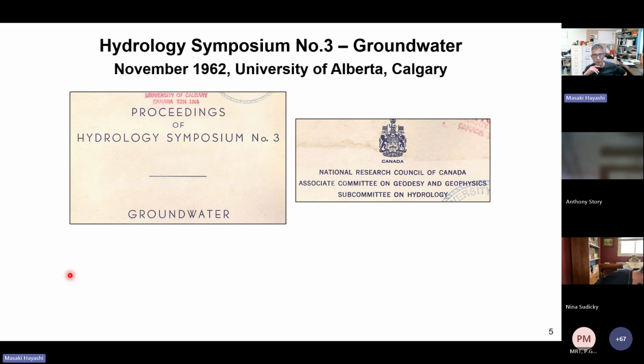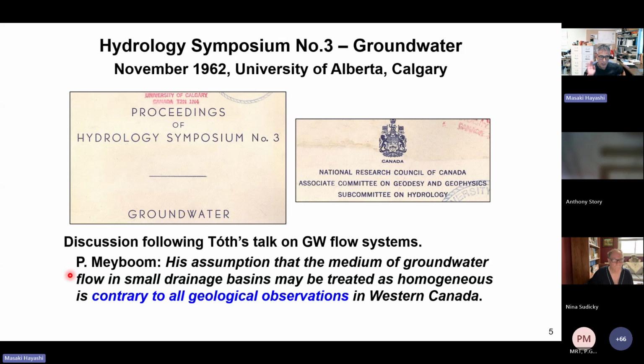This symposium took place in the building right next to where I am sitting now, a minute's walk from my office. Tóth presented his paper on the nested flow system. The journal paper was published in 1963, but the presentation was already done in 1962. After his presentation, Peter, who had by then moved from the Alberta Research Council to the Geological Survey of Canada, stood up and made a comment.